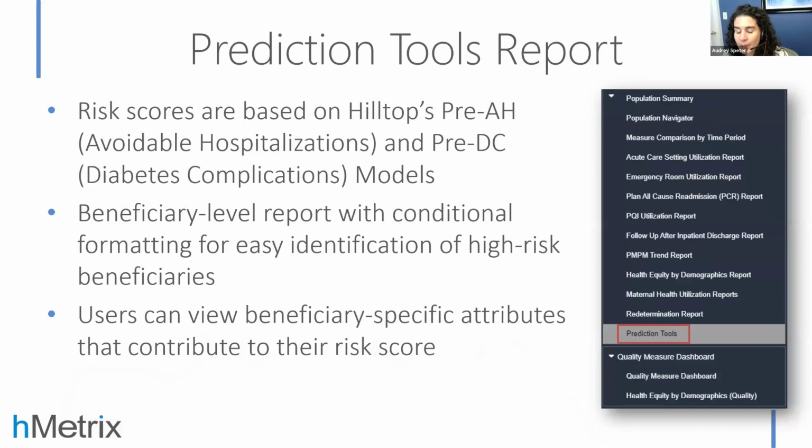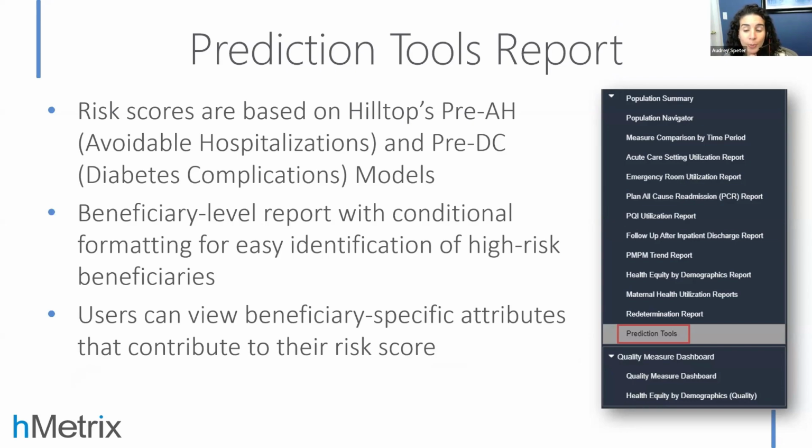So just a quick summary based on what Morgan just introduced. We have developed a prediction tool report, and it is based on Hilltop's risk scores that Morgan just walked you through. So we are presenting the scores for both the pre-AH model and the pre-DC model. You'll have the opportunity to toggle between those two reports in the multi-payer reporting suite for the panels that you have available to you.